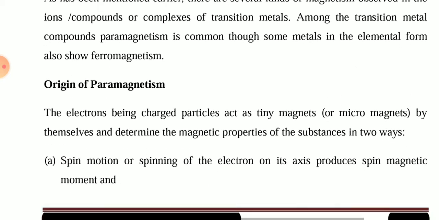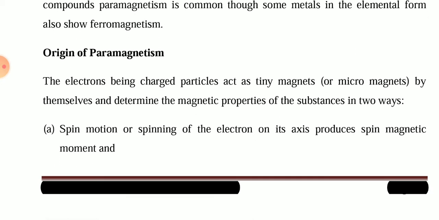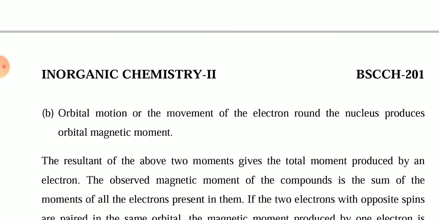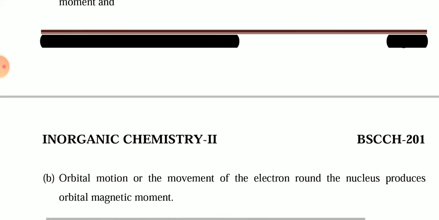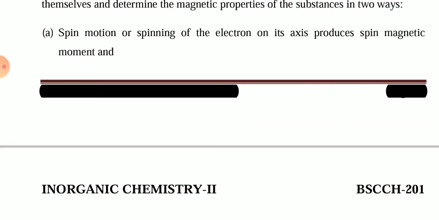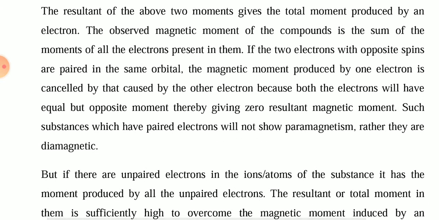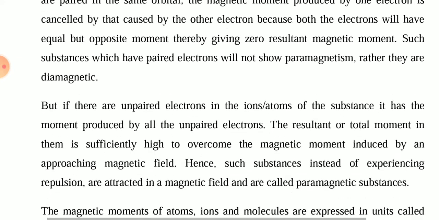Okay, so what are the origins of paramagnetism? The spin motion, or the spinning of the electron on its axis, produces the spin magnetic moment, which is essential for the magnetic property. Second is the orbital motion, or the movement of the electron around the nucleus, which produces the orbital magnetic moment. The total of the orbital magnetic moment and spin magnetic moment is counted as the magnetic moment of the particular element. On the basis of this characteristic, metals can be defined as paramagnetic, ferromagnetic and non-magnetic.